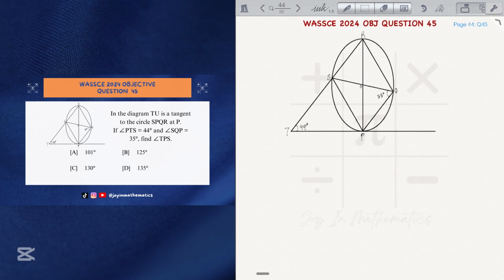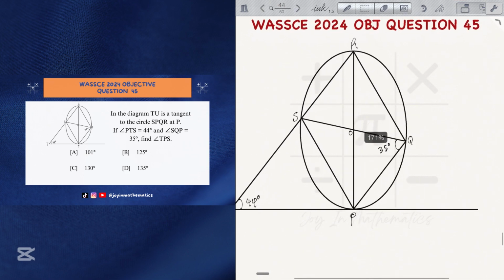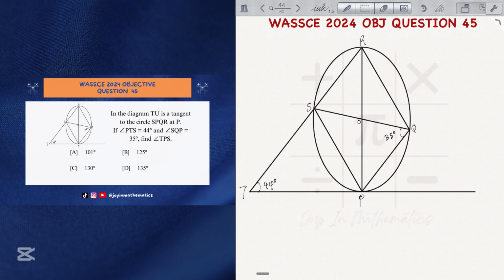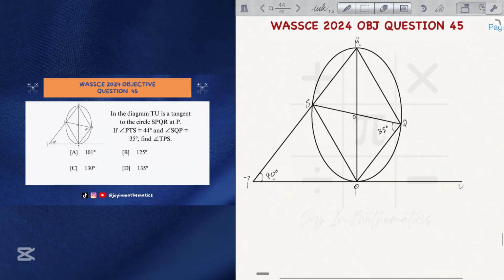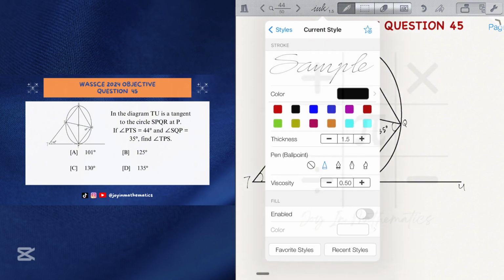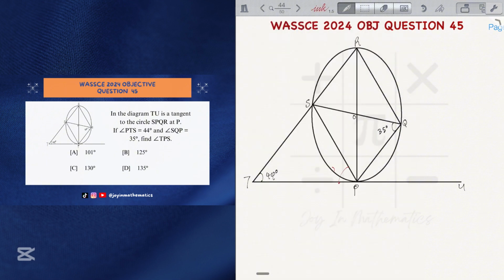Now let's solve question 45 of WAEC 2024 objective section. We are given a diagram, and in the diagram TU is a tangent to the circle SPQR at point P. It was given that angle PTS, that is this angle, is 44 degrees, and angle SQP is 35 degrees, and we are asked to evaluate angle TPS. So we are looking for this angle X.